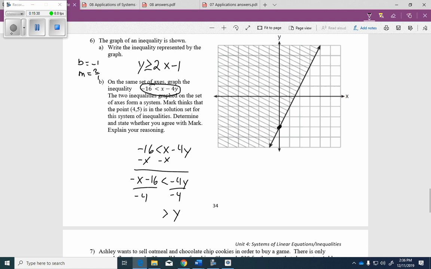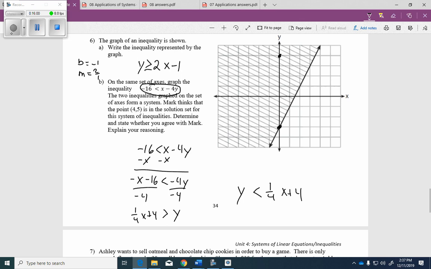And this will be a positive 1/4 x plus 4. You have to be careful when you're graphing this, especially your shading. If you put y on the left side, it would say y is less than 1/4 x plus 4. So be real careful of that for your shading.